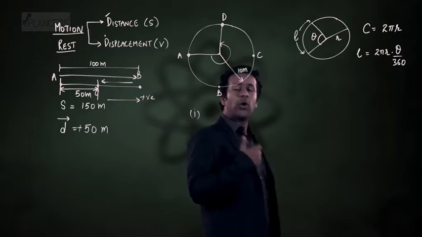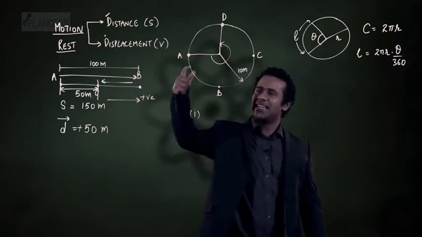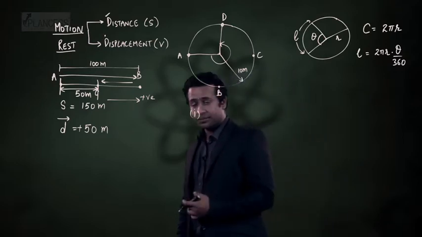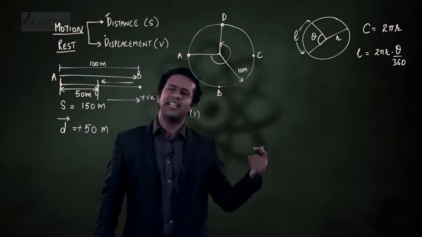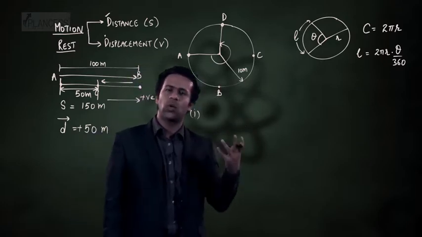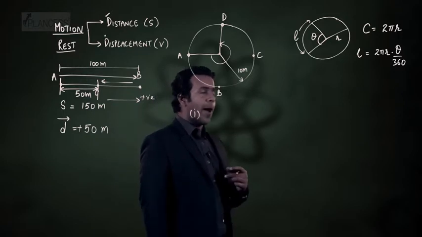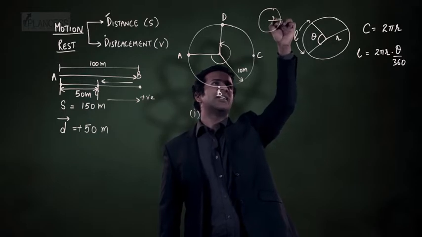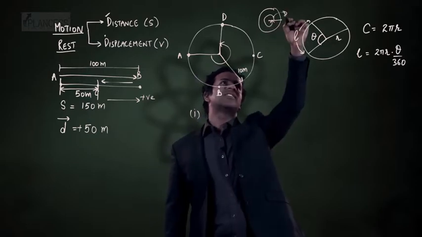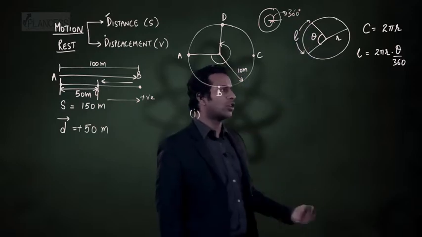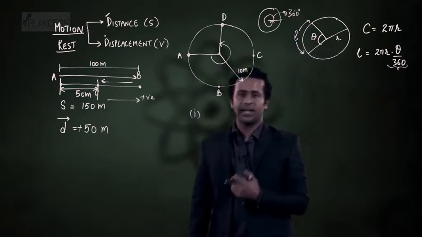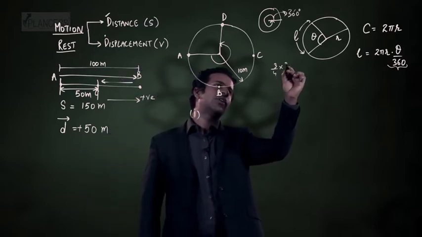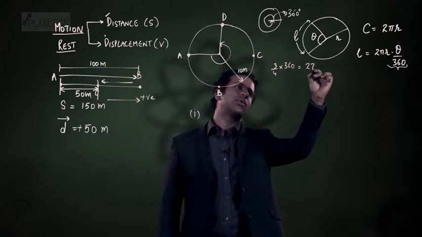You can see from the location of these points that each sector, like A to B, is basically a quarter of a circle, right? So these points basically divide the circle into 4 equal quarters. Now, the total angle at the center, if you measure, is 360 degrees. That is also the reason we have 360 in the denominator here, right? So 3/4 of 360 would be 3 by 4 of 360, which is nothing but 270.